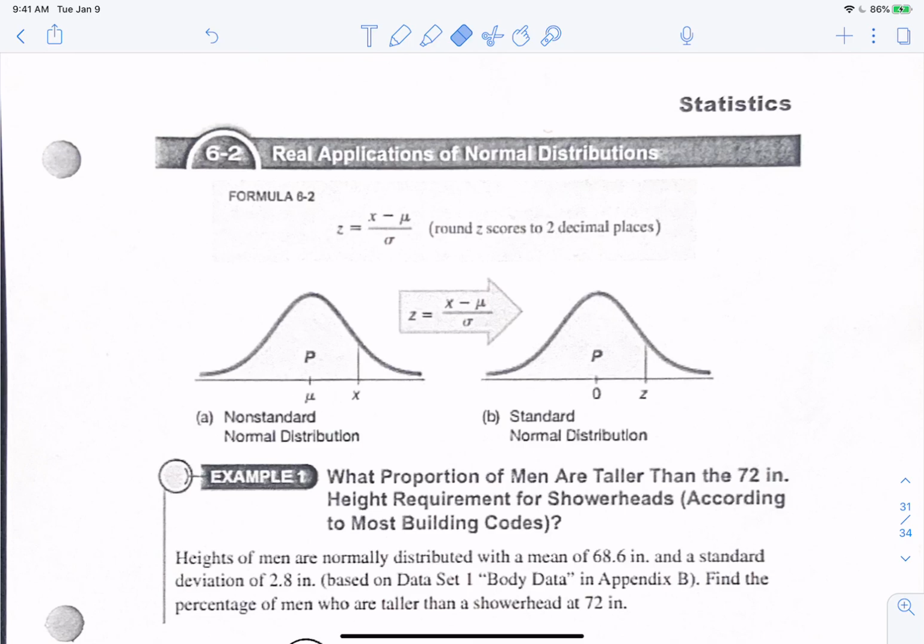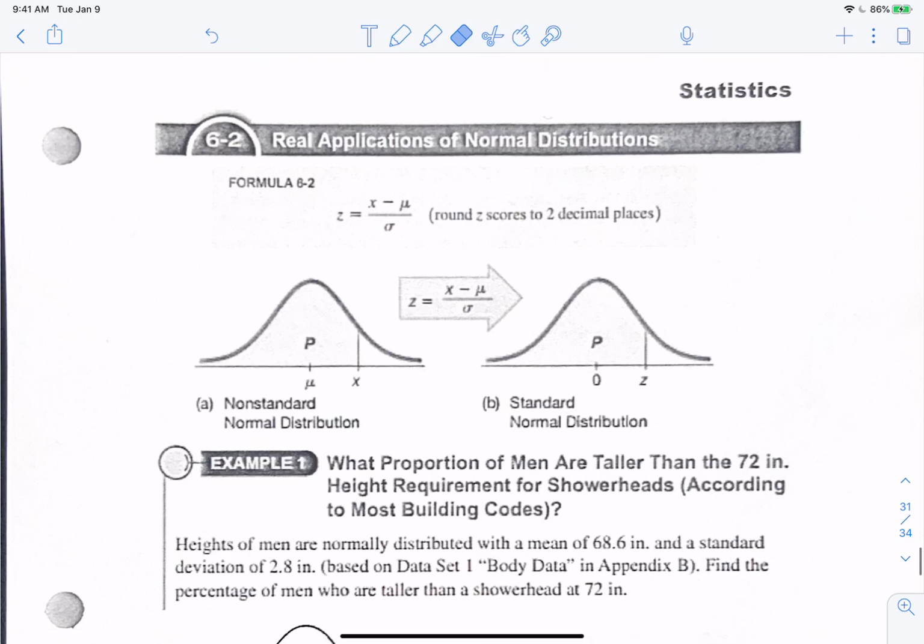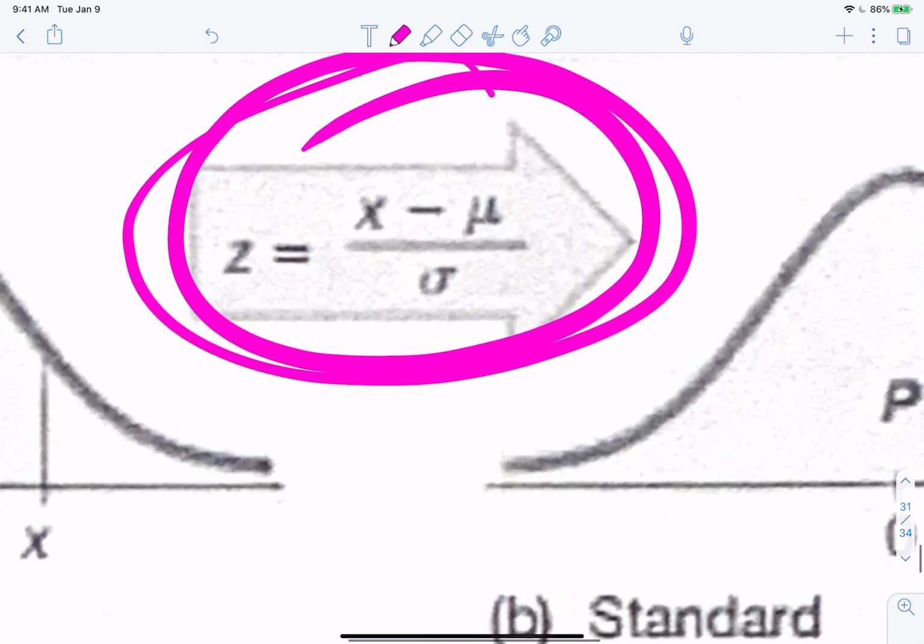All right. So 6-2 notes is very similar to what we've done already. Normal distributions, again, this is the formula that you need to have memorized. Some of you probably do already. X minus mu divided by the standard deviation. That is how to find a z-score. Commit that to your memory.